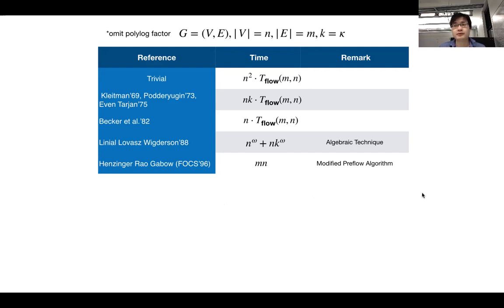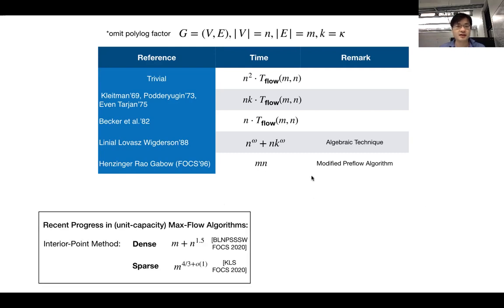But if you compare to the sibling problems like s-t vertex connectivity or max flow, there has been some exciting progress in the field. For example, for unit capacity max flow, algorithms based on the interior point method and more sophisticated techniques. The most recent work can solve max flow in m plus n^1.5 time. This is near linear for dense graphs. And there is another algorithm that is fast for sparse graphs, with running time roughly m^(4/3).